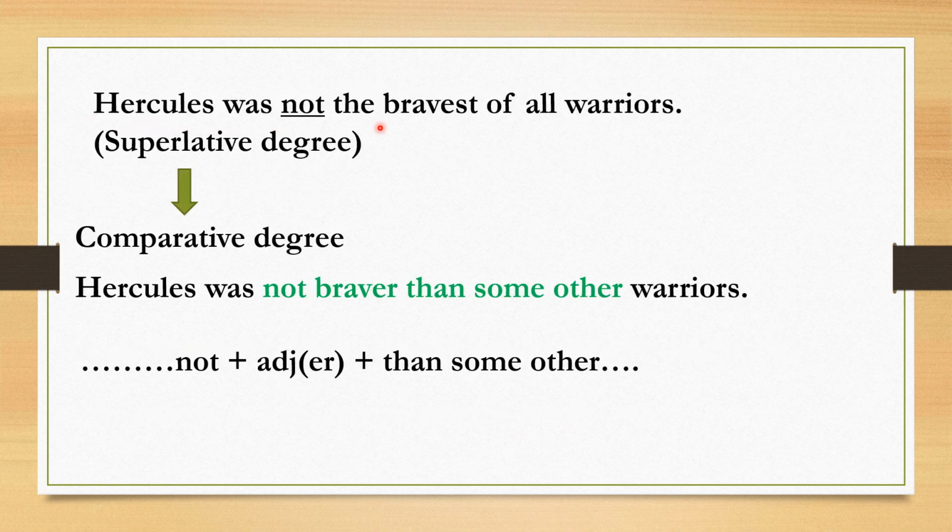Now, if we have to change this same sentence into a comparative degree sentence, then we have to change the degree of adjective in the sentence into a comparative degree. In this sentence, the adjective is bravest, which is in the superlative degree. So, we will change its degree into the comparative form and use the words than some other in the sentence. The word than indicates comparison. So our sentence is, Hercules was not braver than some other warriors. We use the adjective ending with an er, and we use the words than some other to indicate comparison.